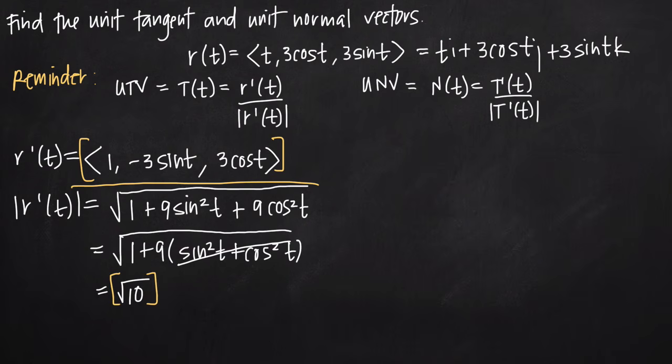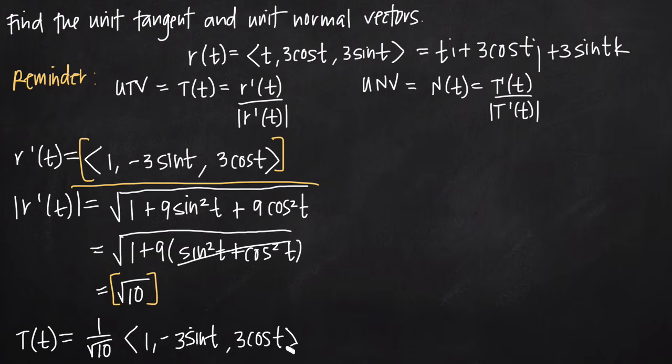But instead of writing it that way, we're just going to pull this square root of 10 out in front, and we're going to say that the unit tangent vector, capital T of t, is going to be 1 over square root 10, we pulled that out in front, multiplied by these components, 1, negative 3 sine of t, comma 3 cosine of t, like that, and that's how we'll define the unit tangent vector.